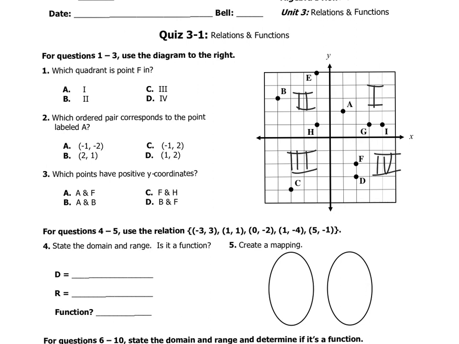So which quadrant is point F in? Looks like it's in quadrant 4 because point F is right here. Quadrant 4 is going to be your positive x's and your negative y's.